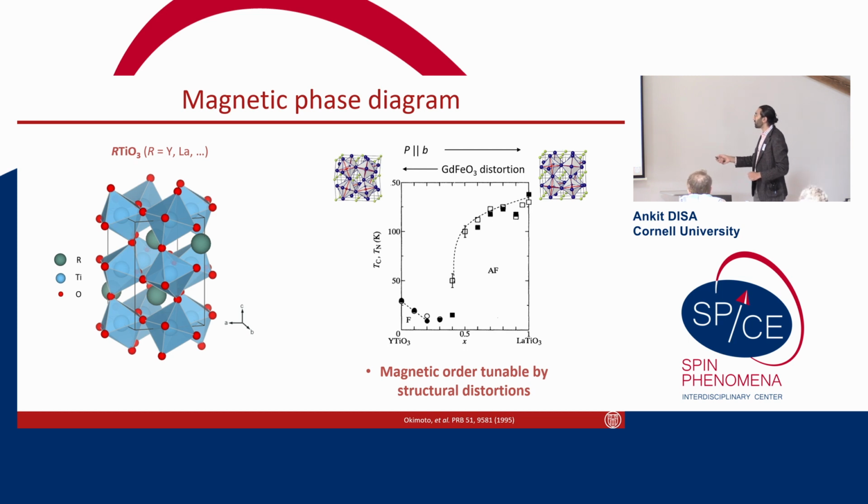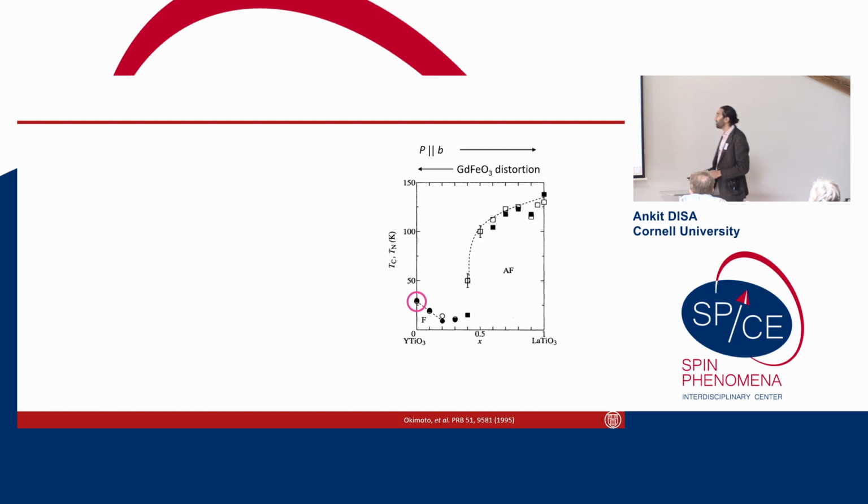As you're going from left to right, the crystal lattice is getting less distorted. And what you find is that you go from a ferromagnet, you can tune the transition temperature down to 0, and you can even end up in an antiferromagnetic phase. Okay? So what we'll be looking at is this ferromagnetic case, yttrium titanate.